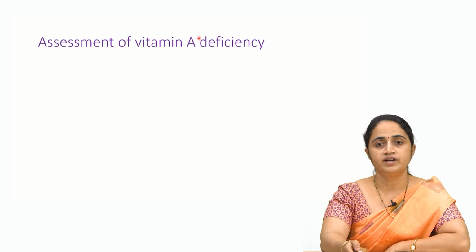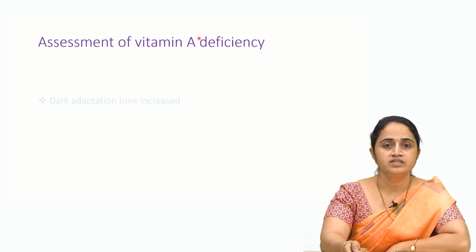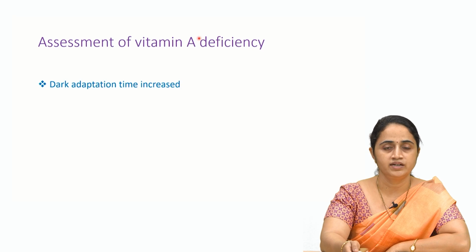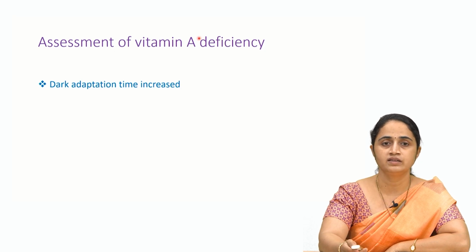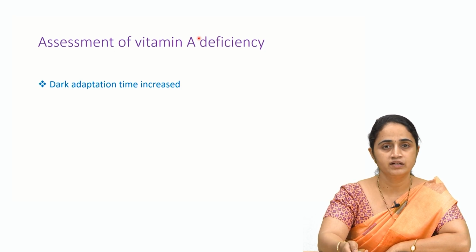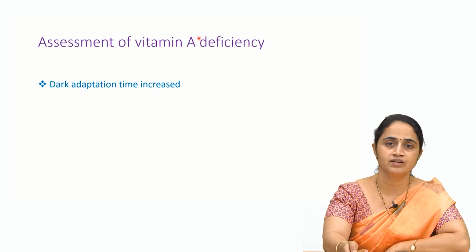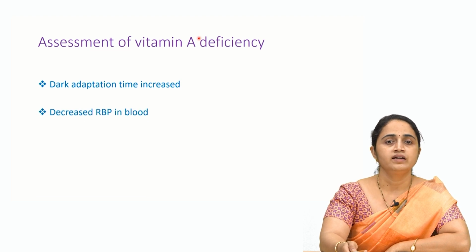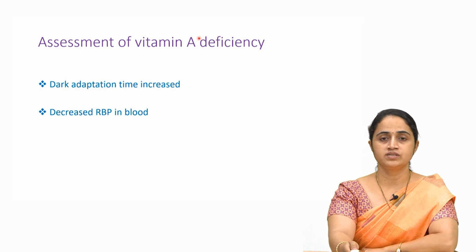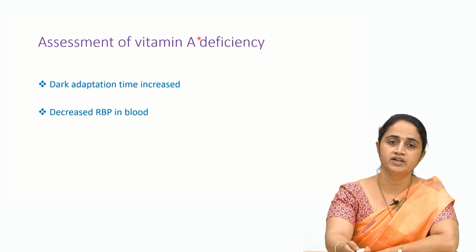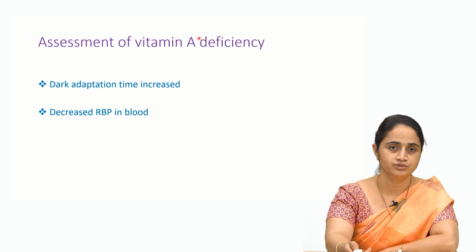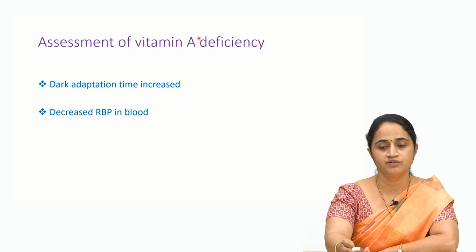So, how do we assess vitamin A deficiency? Vitamin A deficiency can be assessed by dark adaptation time, which is nothing but the time taken for the person to visualize in the dark. That time will be increased in vitamin A deficiency, because the person cannot see in the dark. Okay, and decreased retinol binding protein concentration in the blood. If sufficient protein is not there in the circulation, vitamin A cannot be transported to the target tissues. So, measuring the retinol binding protein in the blood will give you an assessment of vitamin A.